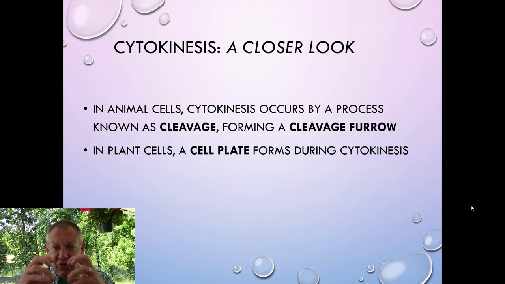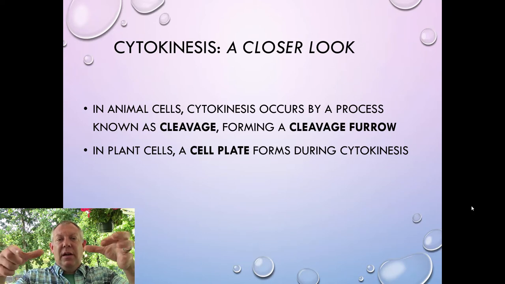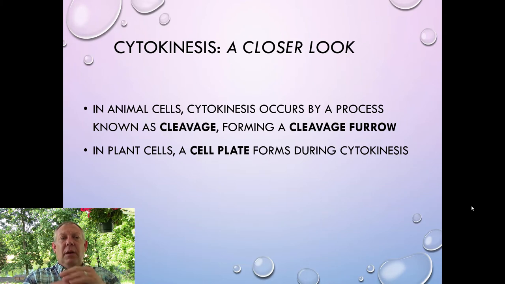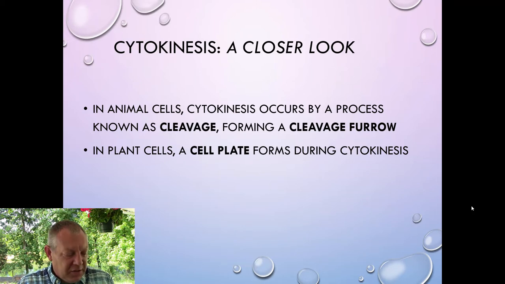So now you can pinch the cell in two, and you can have two identical cells. In animals, this occurs by a cleavage furrow. A cleavage furrow is just like if you had a balloon and you tied a string around the balloon and then you started to pull that string tight, it would pinch in. I don't know if you've ever made your own sausages, but if you twist the sausage and it pinches in, same idea. That's a cleavage furrow. In plant cells, they just form a cell plate. So they just grow a new cell wall between the two new daughter cells.